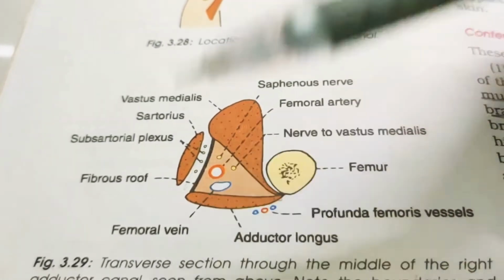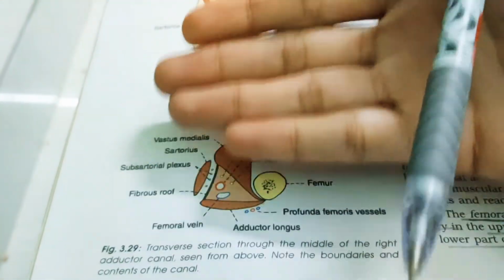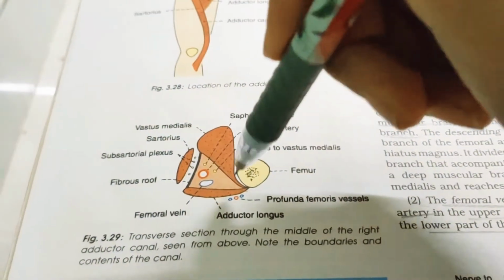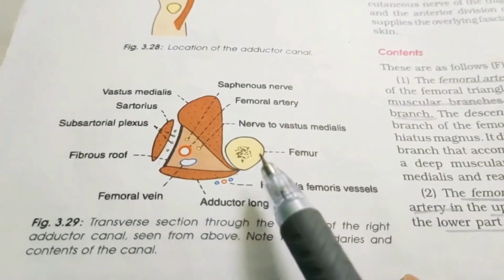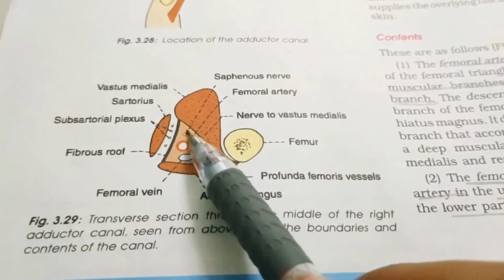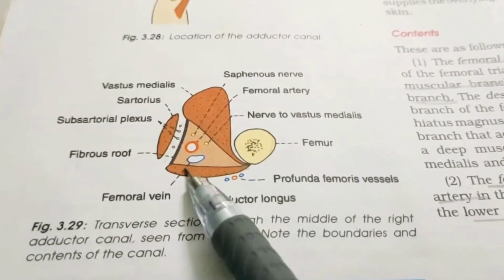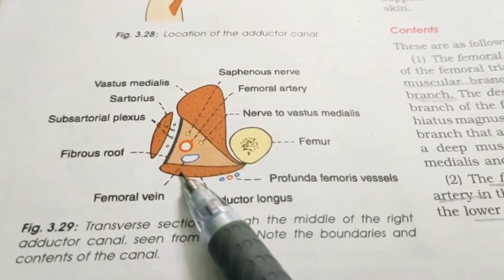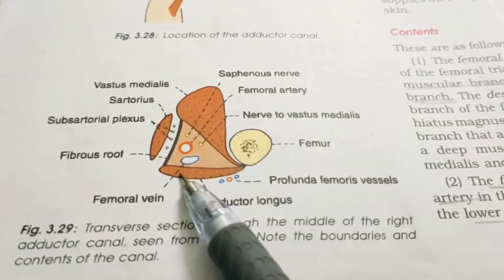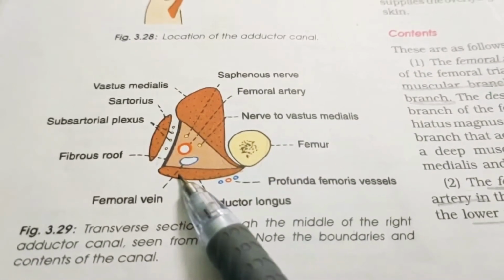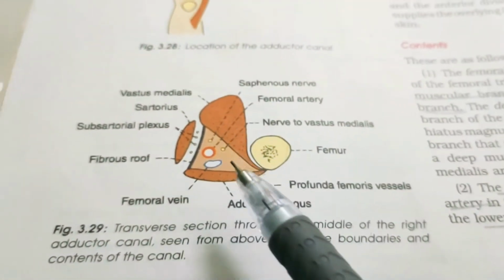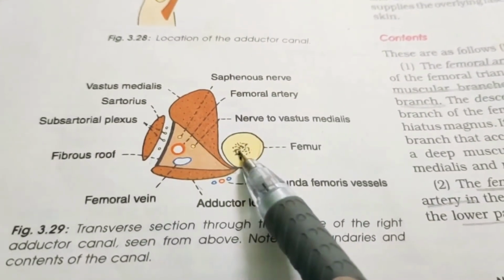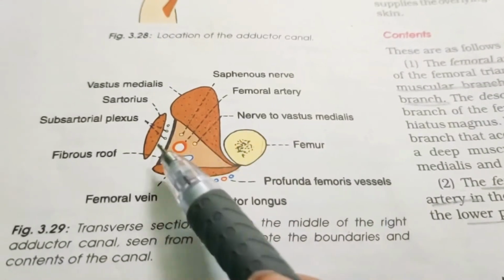This is triangular. Cross section means if you cut the leg like this, and if you are seeing from above, then it looks like this. So you can see this is the femur bone. Here you have the adductor canal. So let us find out what the boundaries of this adductor canal are: anterior, posterior and medial walls. So first we should see what those are. This is anterior, posterior, this is the femur bone here, this is medial, this is lateral.